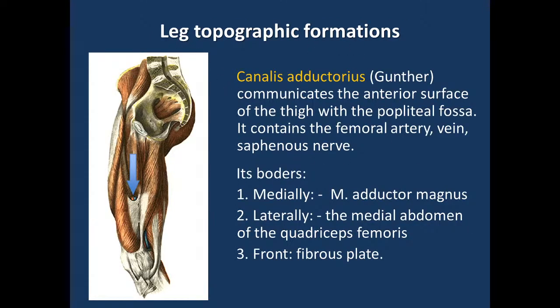Another topographic formation is, of course, canalis adductorius, because it is produced by adductor muscles, and inside you see the femoral artery and vein. It is a way from the thigh to the popliteal fossa, because the vessels come here from the thigh through the adductor canal.